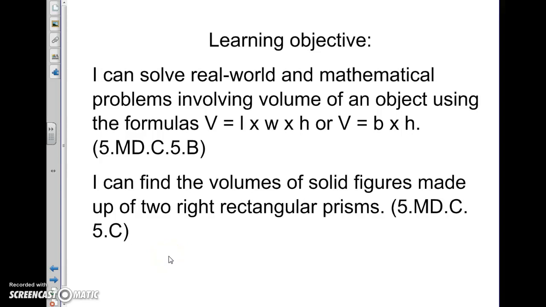Our learning objectives today. I can solve real-world and mathematical problems involving volume of an object using the formulas volume equals length times width times height, or volume equals base times height. It's 5th grade standard measurement and data, C5b. Also, I can find the volumes of solid figures made up of two right rectangular prisms, 5th grade standard measurement and data, C5c.